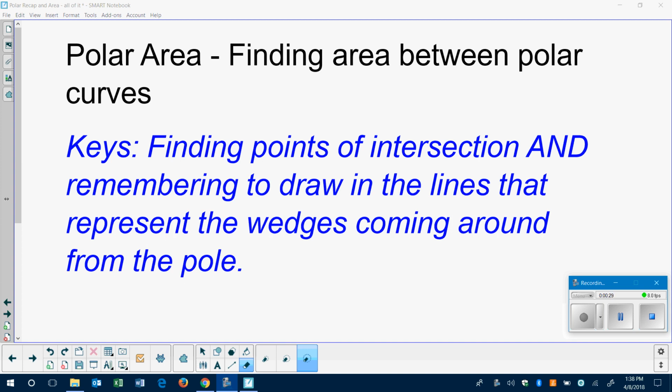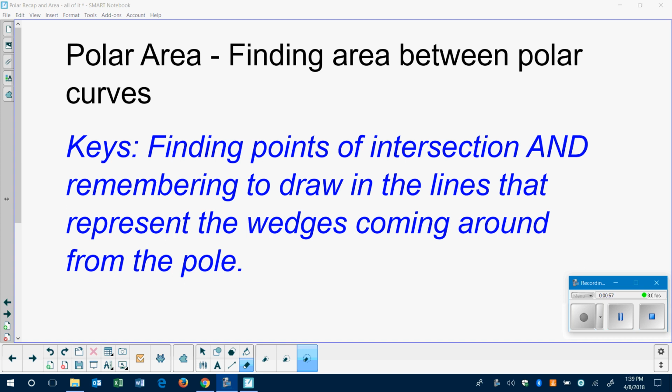I think I'm going to do this all in one fell swoop, hopefully. And today we are looking at finding area between polar curves. The two keys to this are going to be remembering to figure out points of intersection. So you're going to have more than one curve. And just like in a rectangular context when you're finding area between curves, you need to figure out those points of intersection where the top and the bottom switch places or where the region begins and ends. And so that's basically what is happening here as well.